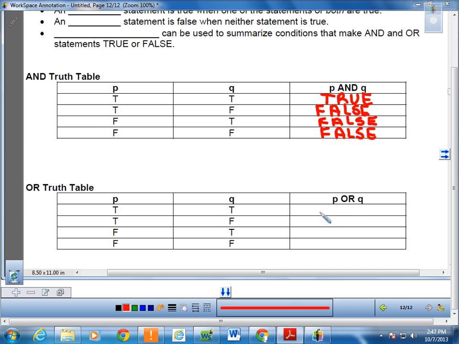The or truth table. If both P and Q are true, then the or statement is true. If P is true and Q is false, P or Q is true. If P is false and Q is true, then the or statement for P or Q is true. If both are false, then your or statement is false.